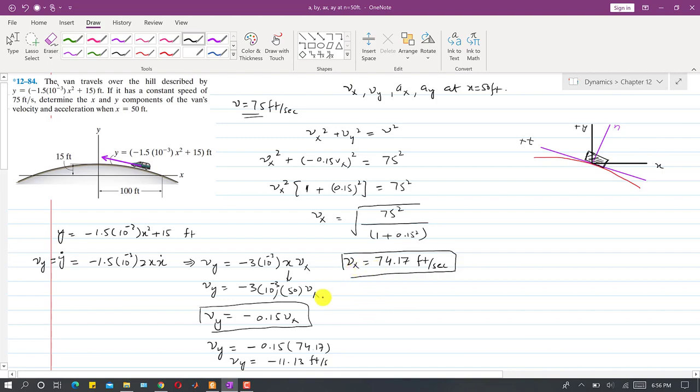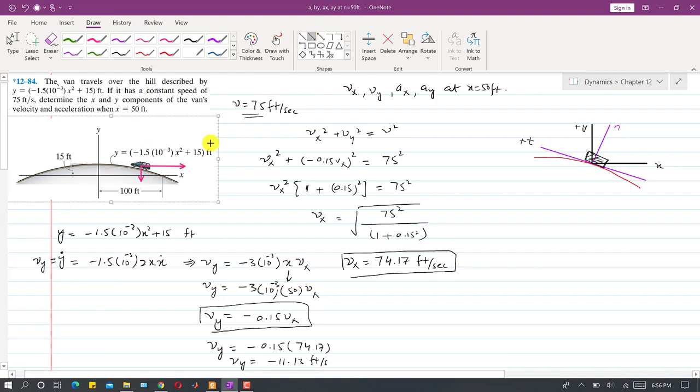Now if we draw these two components of velocity on this diagram, Vx is in the positive x direction. So let me remove this first. Let's say this is at x equal to 50, so Vx is acting in the positive x direction. Then this will be our Vx vector, and as we can see, Vy is negative. So this will be our Vy, parallel to the y-axis.